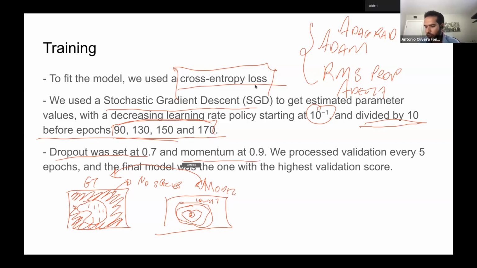They also say that they use momentum, which is important, right? Because after all, if you don't have momentum, you're prone to getting stuck in local minima, which is one of the things that you saw with respect to stochastic gradients. So that's a smart decision that they made there, which is to add a little bit of momentum. We processed the validation every 5 epochs, and the final model was the one that had the highest validation score. So that's essentially how they managed to find the model that they were going to use: after all the variations they have done, the one that had the best validation score in terms of predicting the probability distribution for the species.